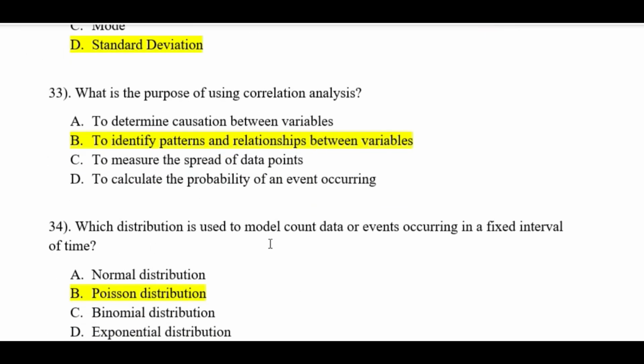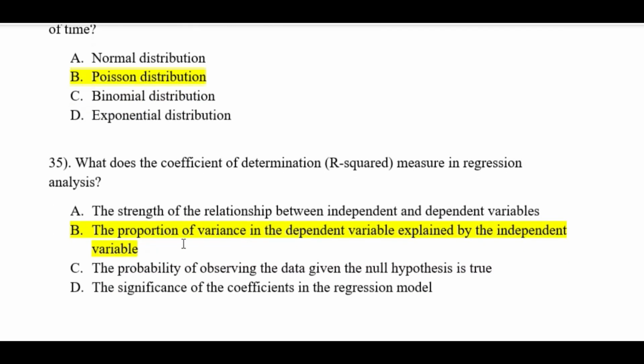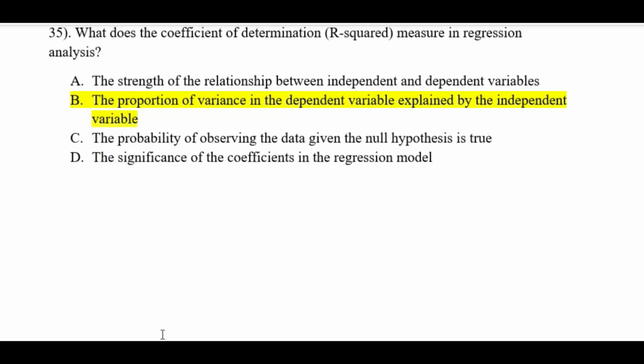Which distribution is used to model and count the data or events occurring in a fixed interval of a time? See, fixed interval of a time is Poisson distribution. What does coefficient of determination R square measure in a regression analysis? The portion of a variance in the dependent variable explained by the independent variable.